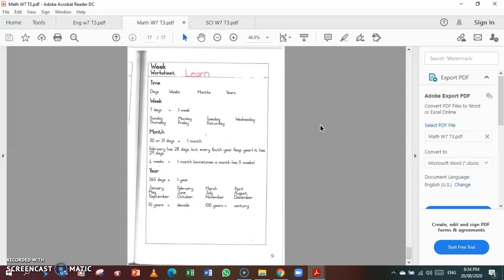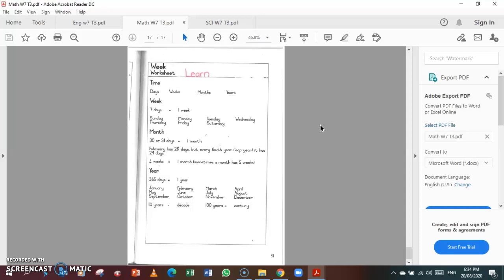Okay, so we've got 7 days in a week. We've got 52 weeks. We've got 12 months and 365 days in a year.